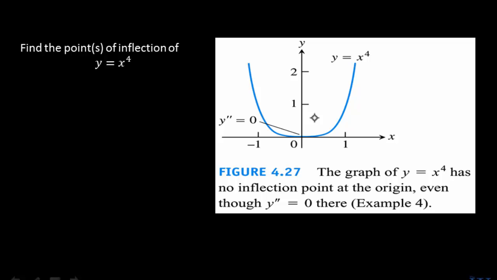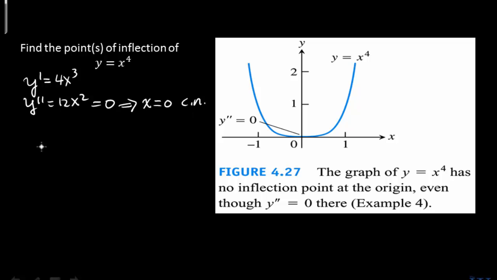Find the points of inflection of the graph of the function y is equal to x to the fourth. Let's see, do we have a point of inflection for this fourth power of x? So let's take the first derivative. Y prime is 4x cubed. All right, y double prime is 12x squared. Now we set that equal to 0 and we observe that x equal to 0 is a critical number. The question is, is it a point of inflection?